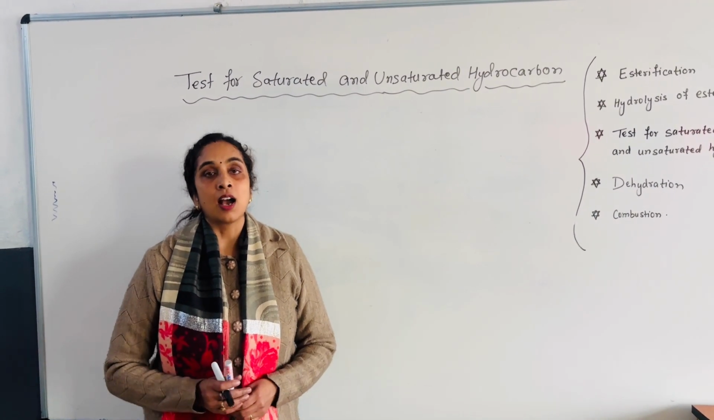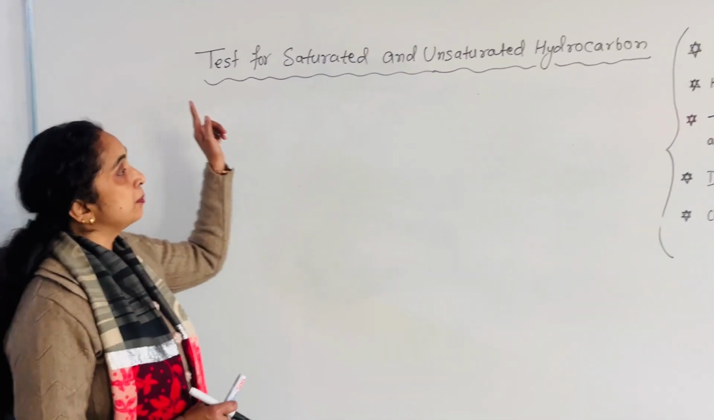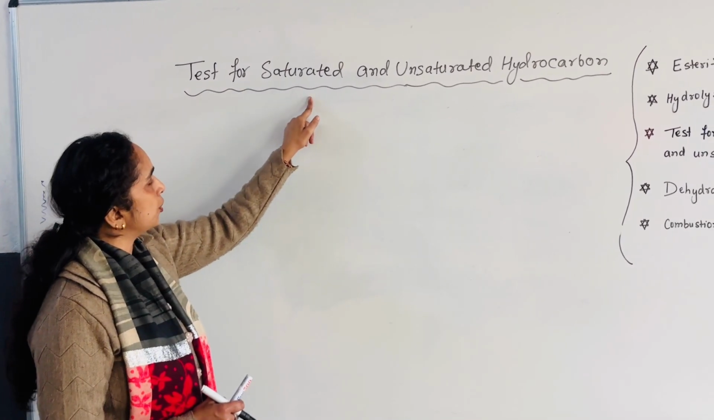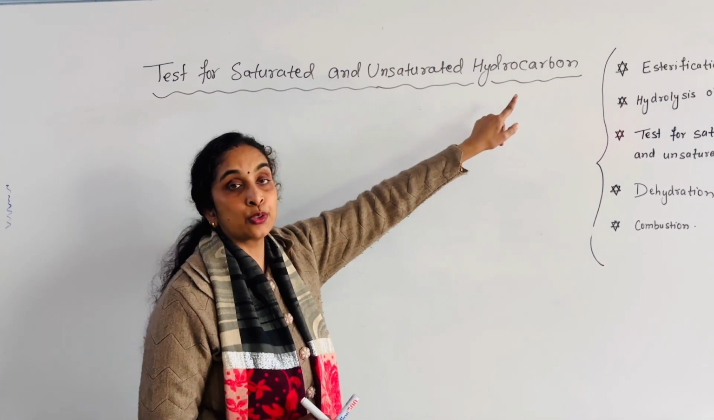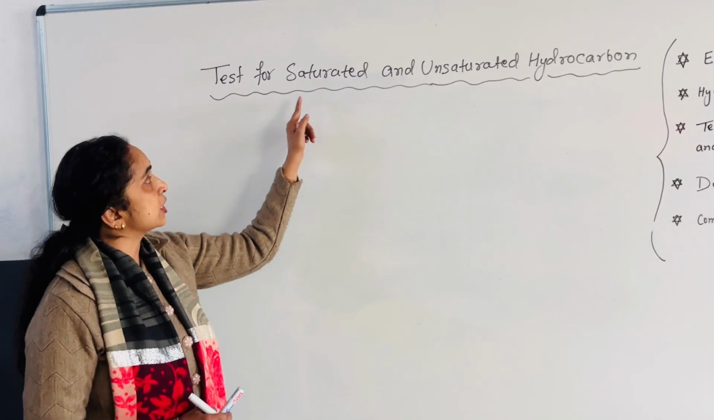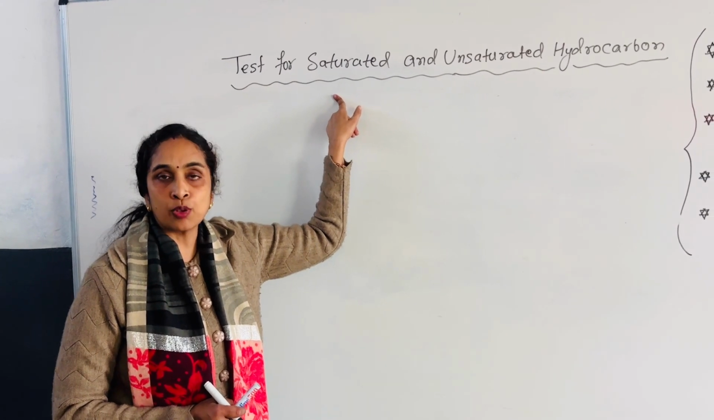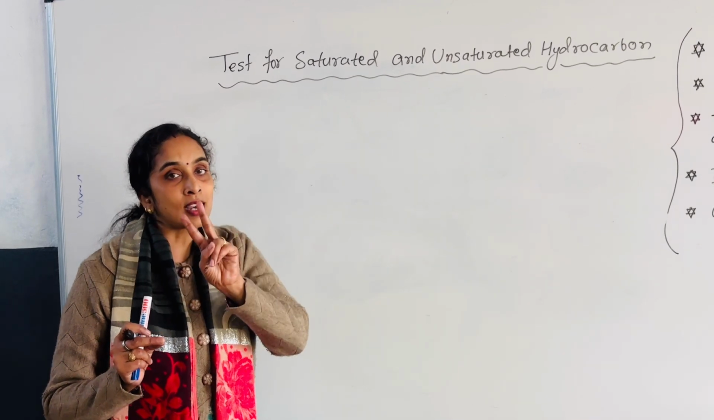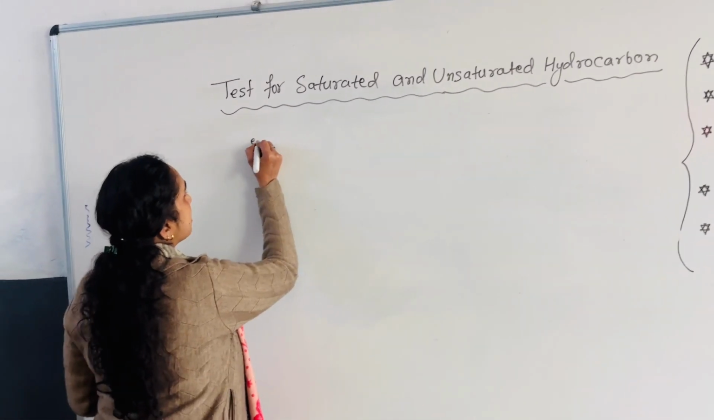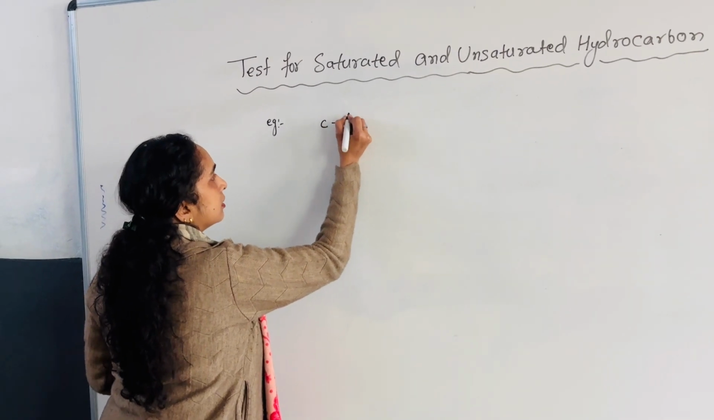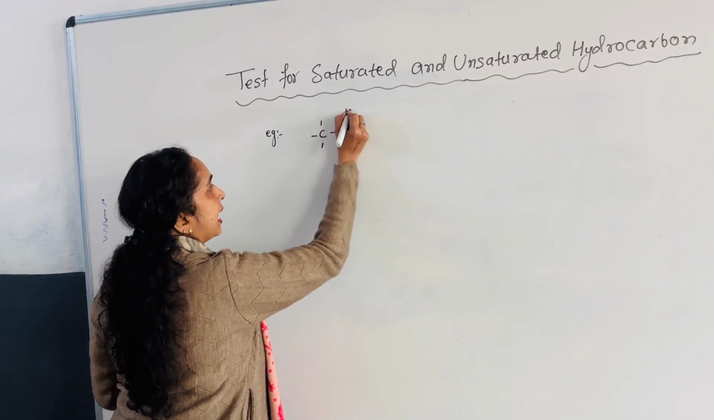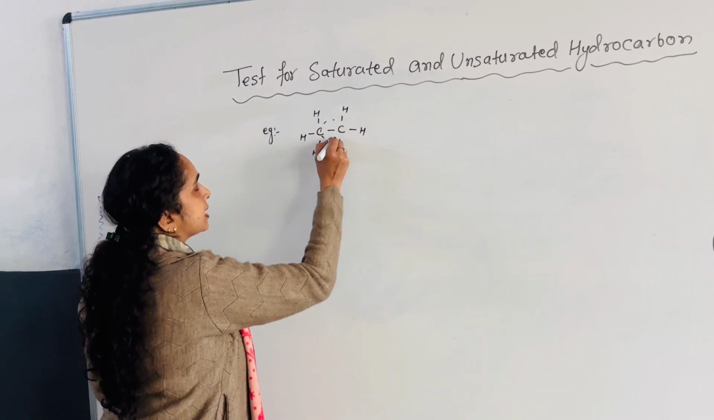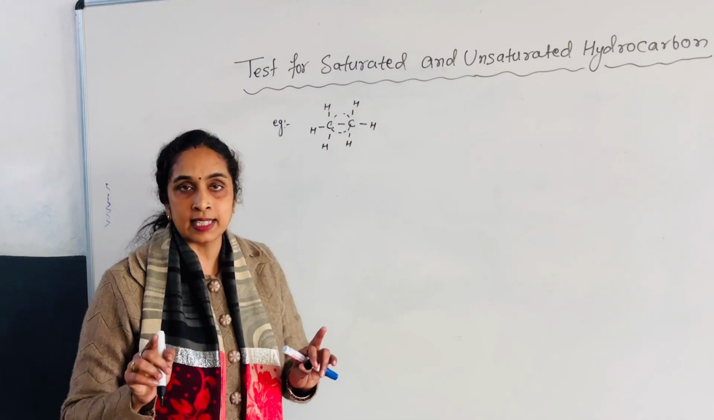In continuation, I am going to explain the next important reaction of carbon compounds, that is the test for saturated and unsaturated hydrocarbon. As you know, saturated hydrocarbons are hydrocarbons with a single covalent bond between two carbon atoms. As for example, this is a saturated hydrocarbon because a single covalent bond is present between two carbon atoms.